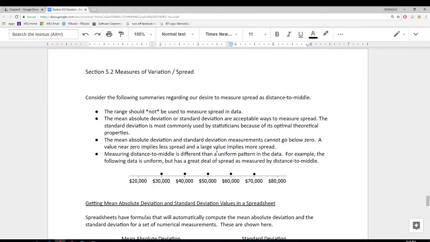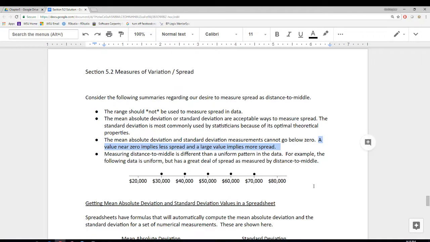Now, some comments here about these measures of spread. The range should not be used to measure spread. I think I talked about that enough up above. The mean absolute deviation or the standard deviation are acceptable ways to measure spread. The standard deviation is the most commonly used measure by statisticians, again because of its theoretical properties. The mean absolute deviation and the standard deviation cannot go below 0. So a value near 0 implies less spread. It's like the range in that way. So values close to 0 imply less spread, and if I have a larger value, then that means I have more spread.